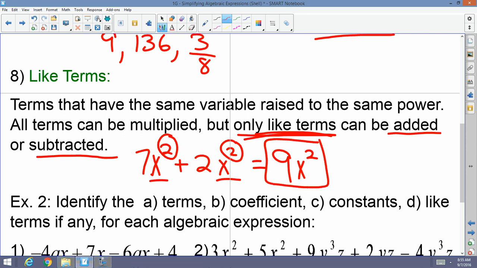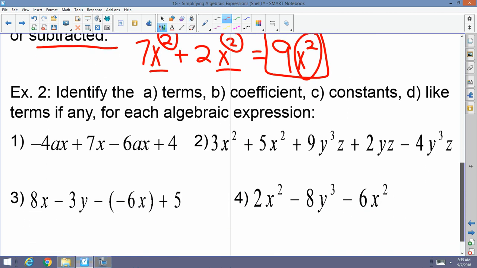Think of the variable part of the term as a type of item, okay? And only the same items can be added together. Okay, now let's identify the terms, the coefficients, the constants, the like terms, if any, for each algebraic expression.